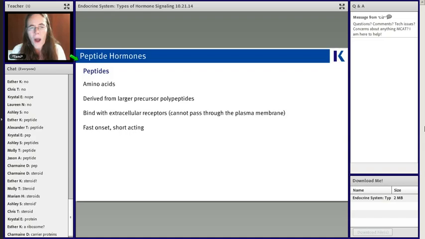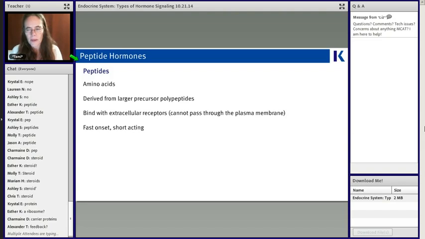But why is it short acting? Why is it not long term? Explain to me why it's not long term when we're looking at this. Why is this not long term?